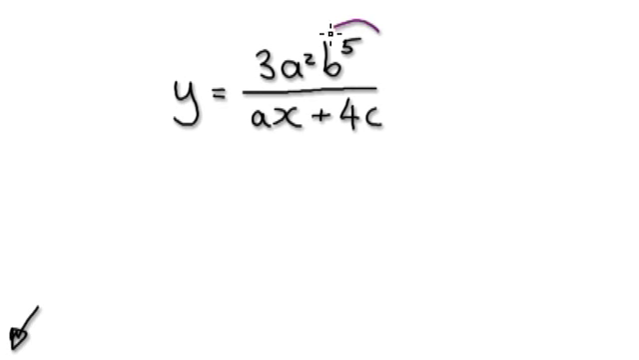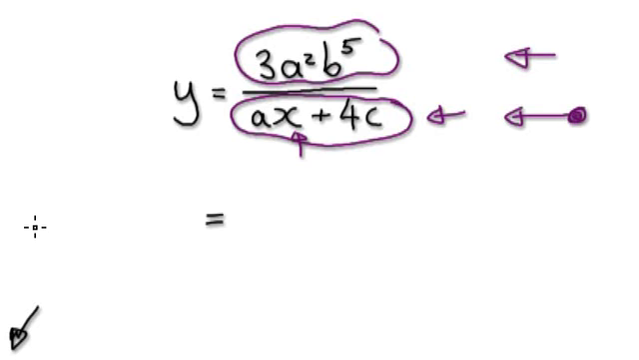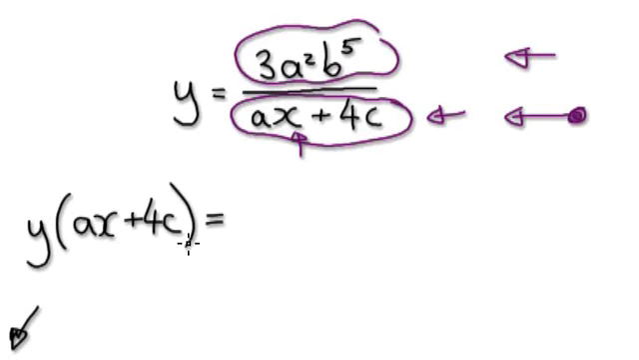Okay, so to do this, visualize it as this bubble here. At the moment, you've got that bubble at the top divided by this bottom bubble here. Ultimately, you want to get X on its own. You've got two layers at the moment, this and this. So let's times both sides by the bottom bubble. So it will be y bracket ax plus 4c. Close it, and on this side it would be this.